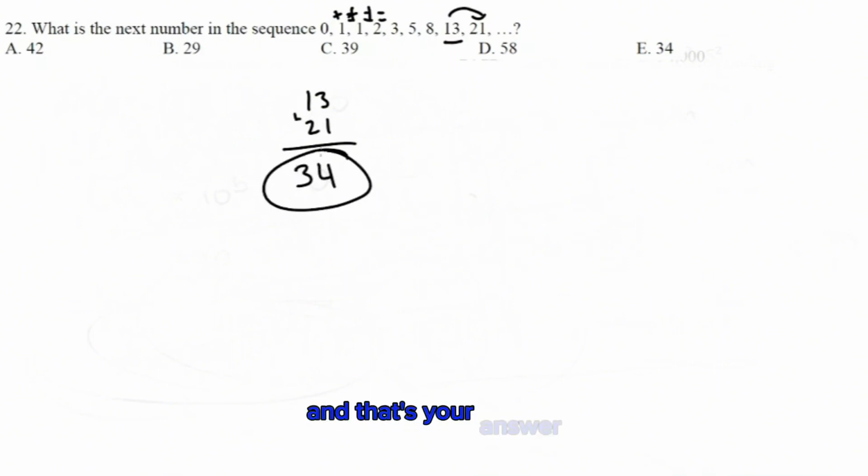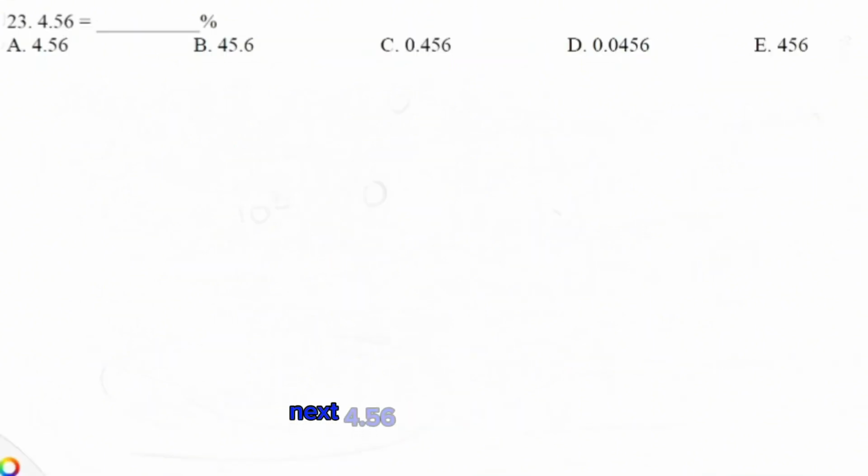So it keeps repeating. So all we have to do is take the second last term, which is 13, and add it to 21. So that's 13 plus 21. That equals 34. And that's your answer. Next, 4.56 is equal to what percent?